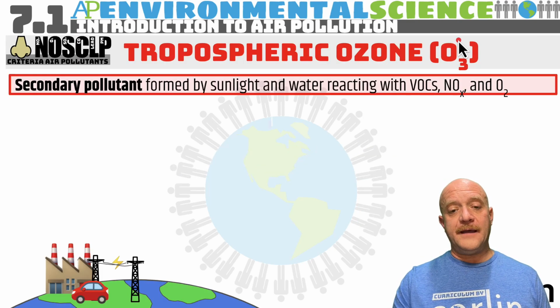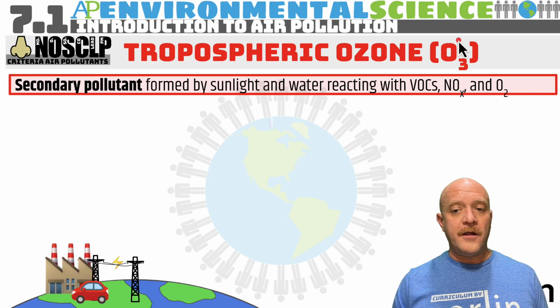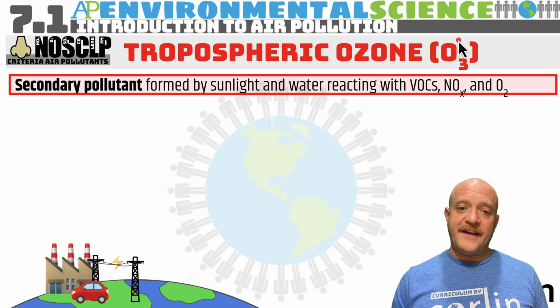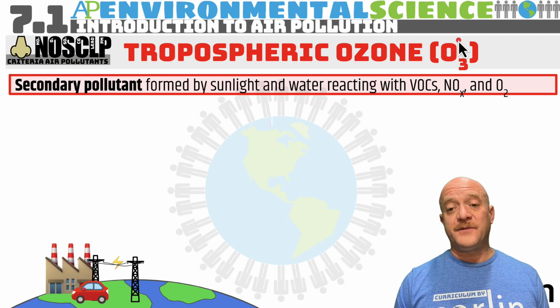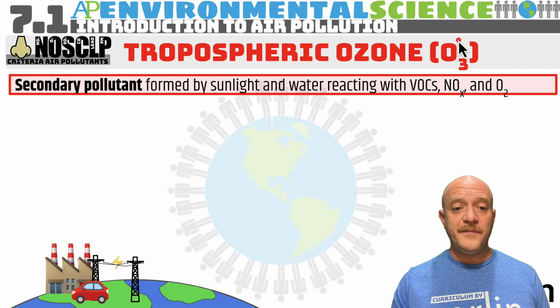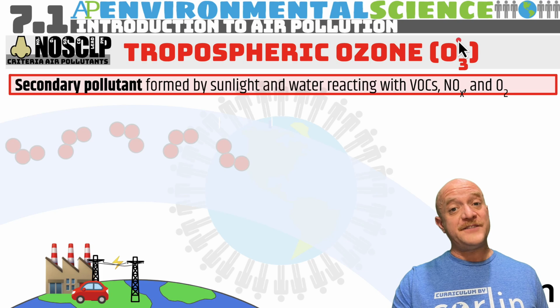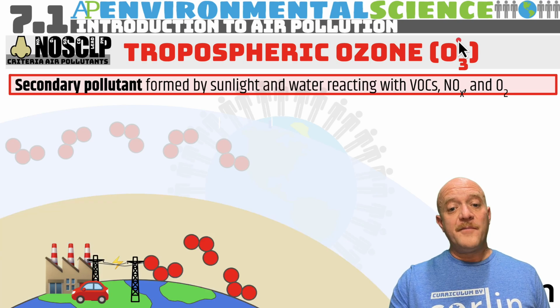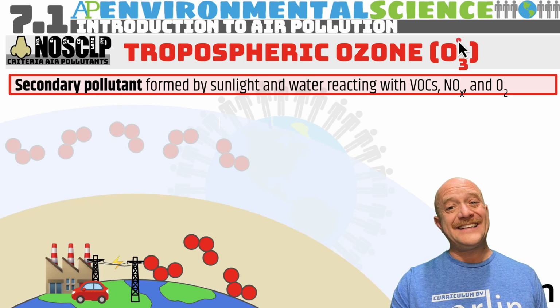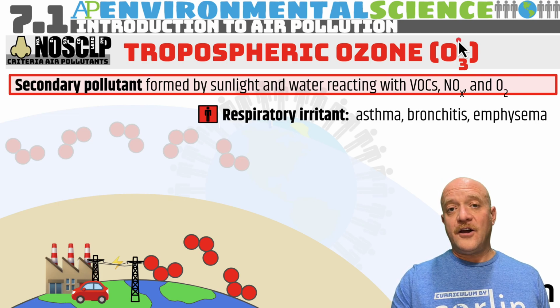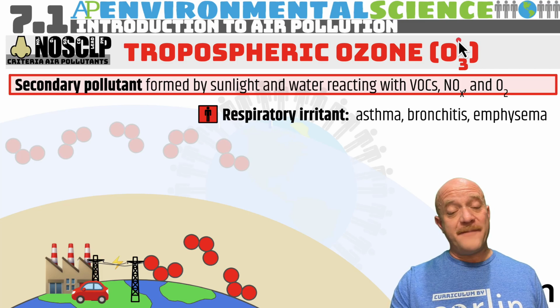Ozone, first of all, is a secondary pollutant that is formed by sunlight and water reacting with VOCs, NOx, and oxygen. And I will definitely go over this. In fact, the next video topic is just related to tropospheric ozone. Normally, it is found in the stratosphere, so stratospheric ozone is a good thing, but when it is found in the troposphere, it is a bad thing. It is a respiratory irritant. It can cause asthma, bronchitis, and emphysema.